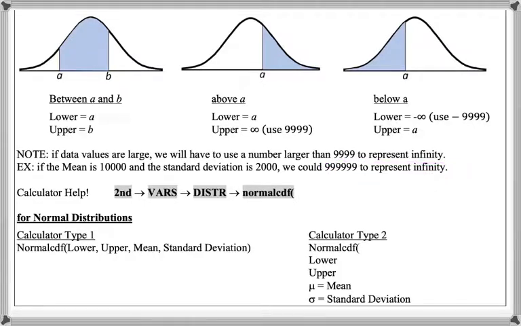So we are still using the normalcdf command on the calculator. However, we do need to specify the mean and the standard deviation. So the mean is not implied to be 0 and the standard deviation is not implied to be 1 because we're not working with the standard normal distribution.